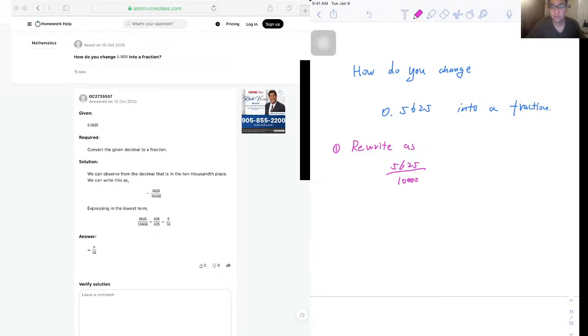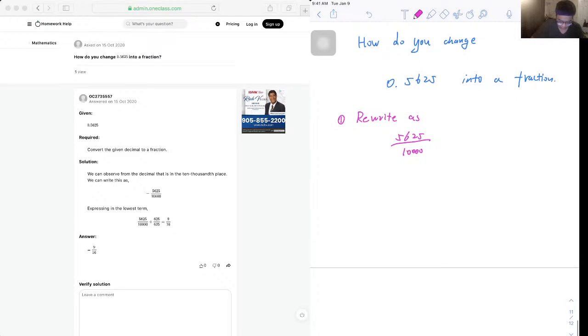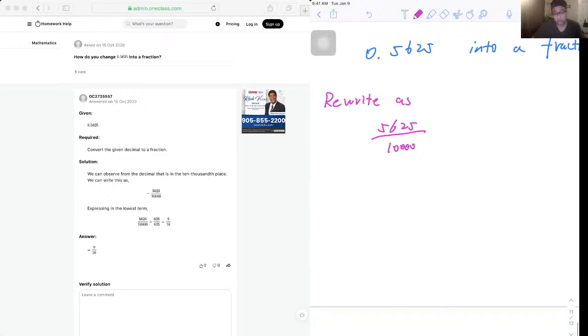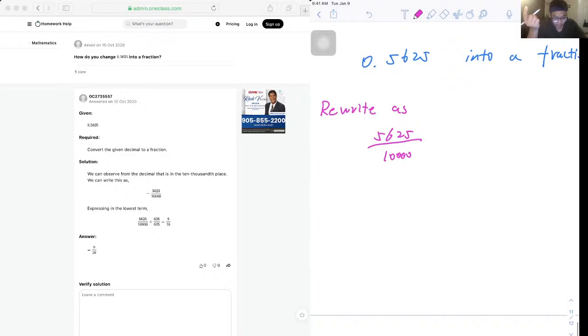So we just need to rewrite this into a fraction that has no decimal. So we want both numerator and denominator to be integers. As you can see here, 5625 is an integer, and 10,000 is an integer as well. And now we need to express it in the lowest terms. As you can see, both numbers end with a 5 or a 0, so that means they could be divided by 5 at least.